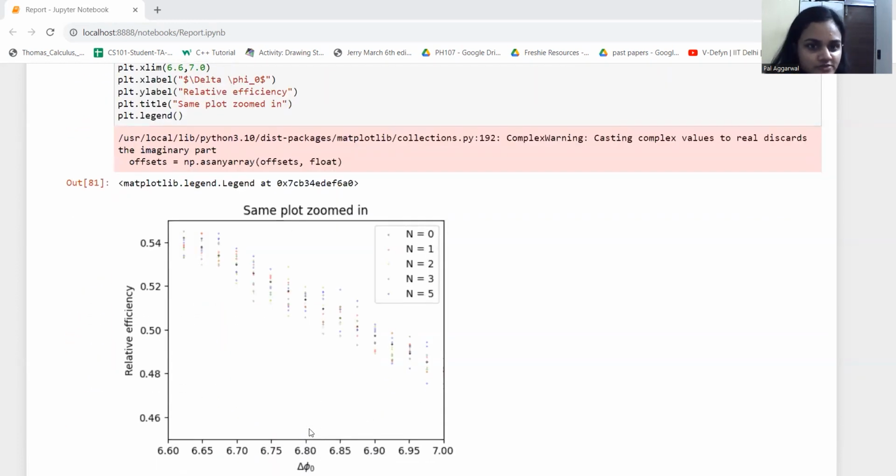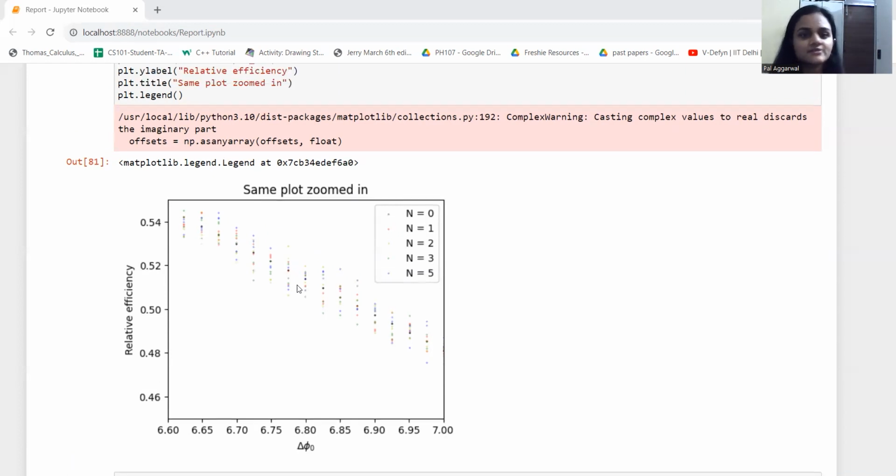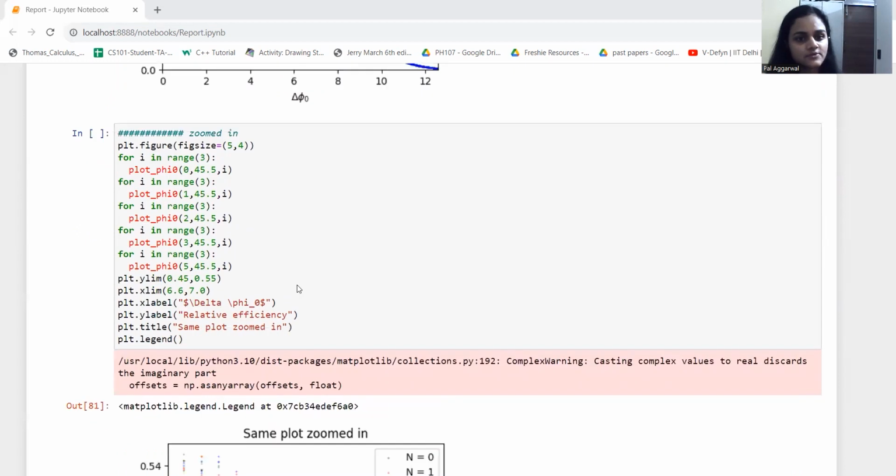This is a zoomed in version of the same plot, just to make things clearer. Again, we see that the spread is actually there, but it is there for the higher values of n. Basically, the points on the outer side of this curve are blue dots, which correspond to n equal to 5. So the spread is there, but it is much less as compared to the SHG case, and that is why in the previous plot it is not so visible.